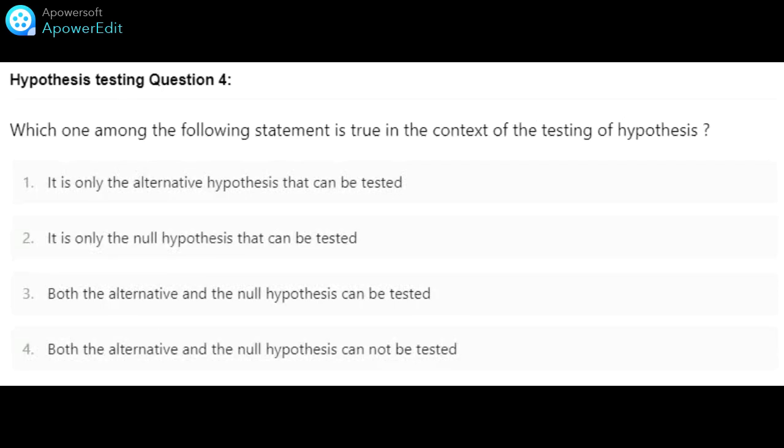Next question: which one of the following statements is true in the context of testing of hypothesis? It is only the alternate hypothesis that can be tested, so it is false. The null hypothesis is also tested. Sorry, which one is true? It's the null hypothesis which is tested, not the alternative hypothesis. Okay, option 2: it is only the null hypothesis that can be tested. So this is true. Both the alternative and null hypothesis can be tested: false. Both the alternative and null hypothesis cannot be tested: this is also false. So let's go into the detail of this one.